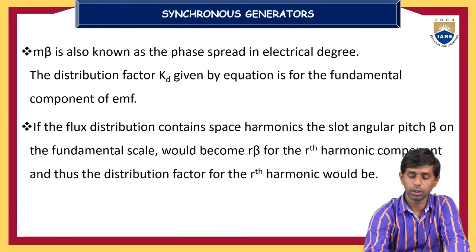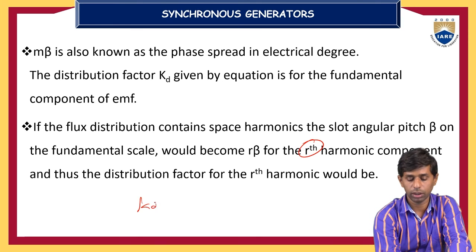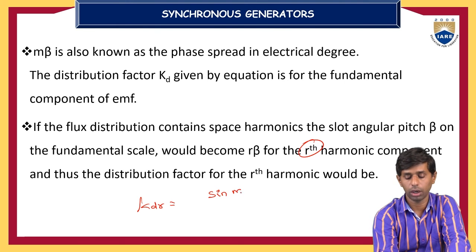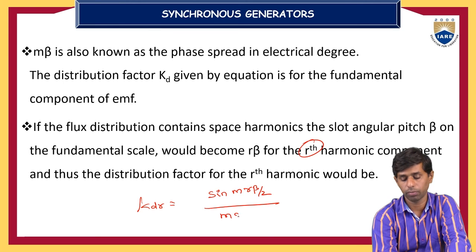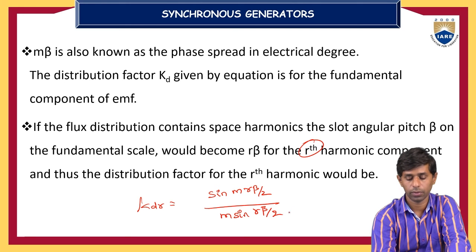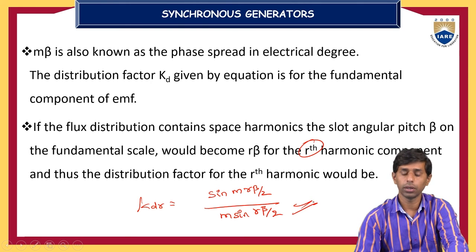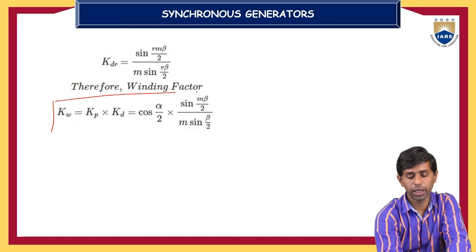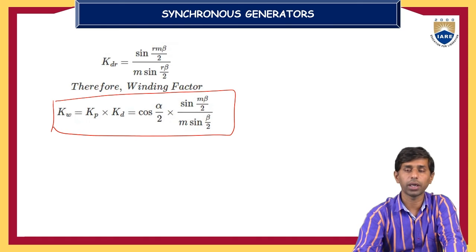Similarly, the order of the harmonic can be represented by R. So the distribution factor KDR for the rth harmonic is equal to sine M R beta by 2 divided by M sine R beta by 2. This is the expression for the distribution factor. The winding factor is equal to the product of Kp and Kd.